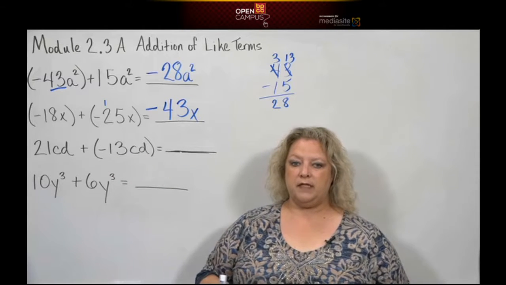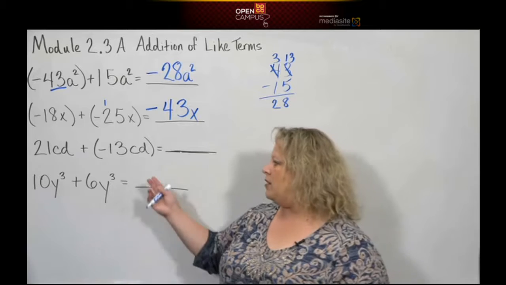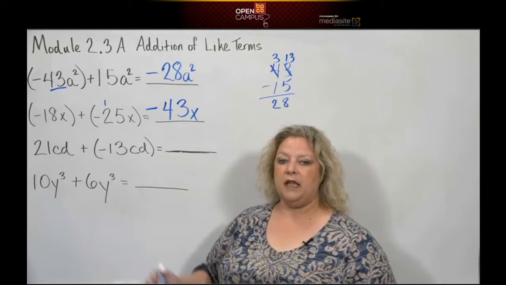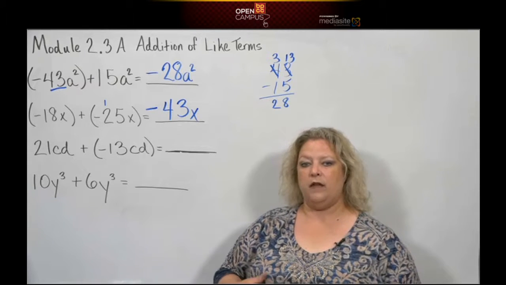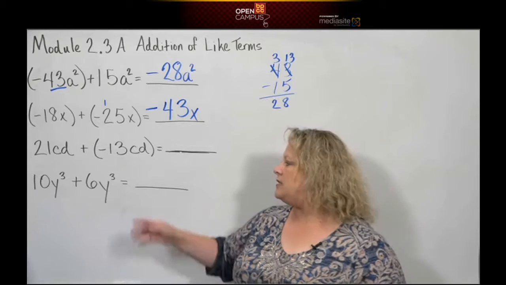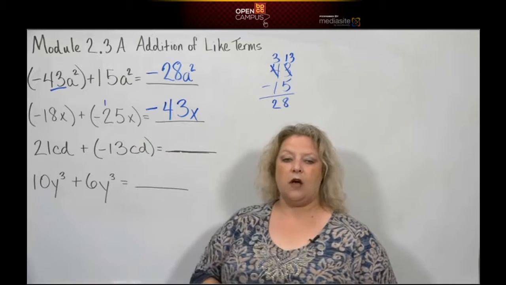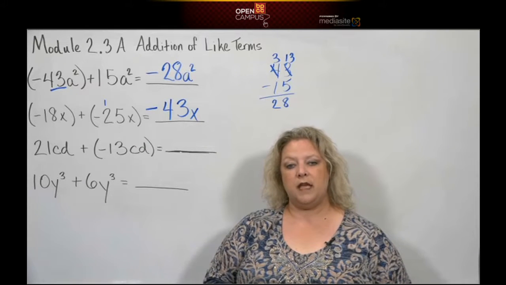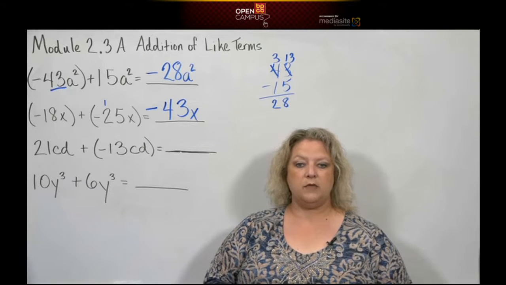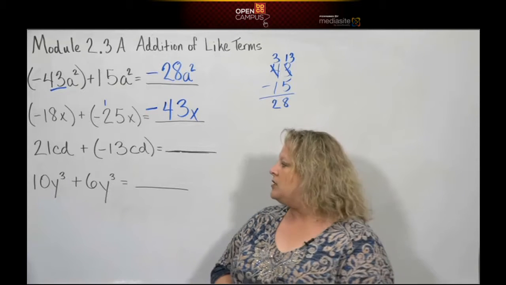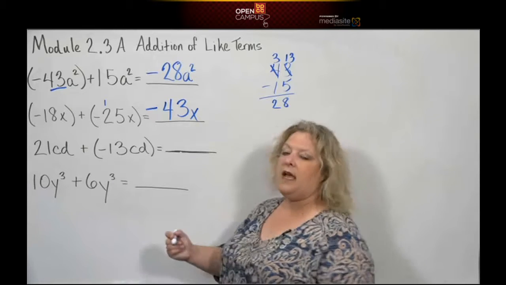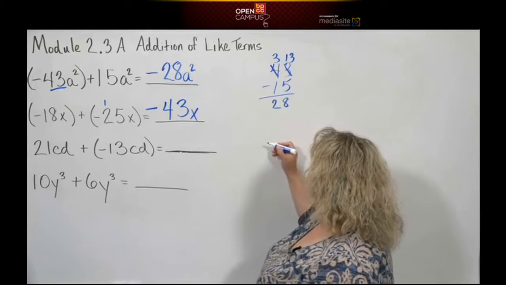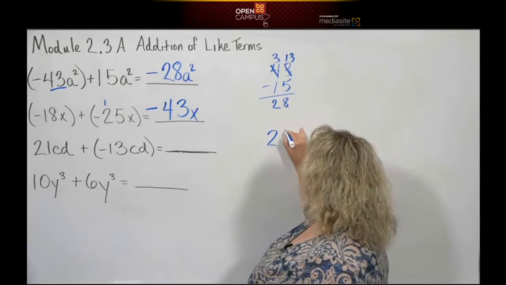Even though they both have a c and a d, they are like terms. It doesn't matter how many letters are back there, as long as they are all the same. If there's 10 letters back here, as long as all 10 are the same and they all have the same exponents, they're considered like terms, and you can put them together. So we have 21 and we have a negative 13. Since they have different signs, what do we have to do? Subtract. So come over here and do your subtraction.